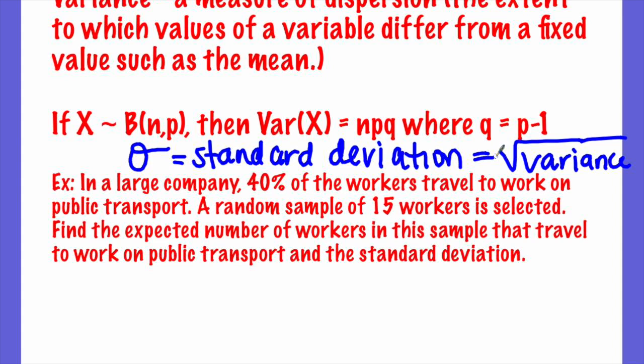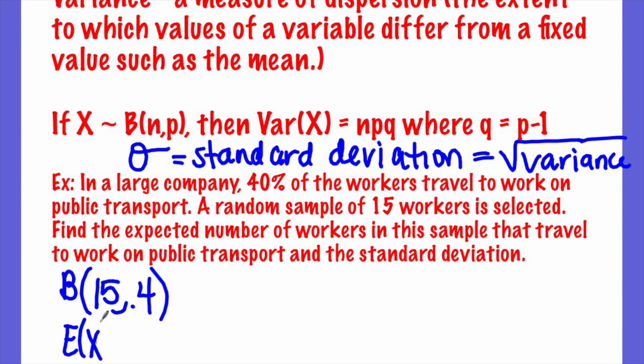So for this example, it says in a large company, 40% of the workers travel to work on public transportation, and a random sample of 15 workers is selected. Right there, you already know that n is what? 15. And p is 4 out of 10, or 40%. Find the expected number of workers in this sample that travel to work on public transportation and the standard deviation.